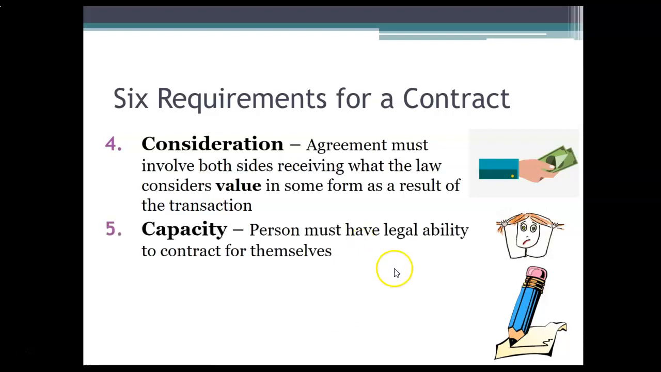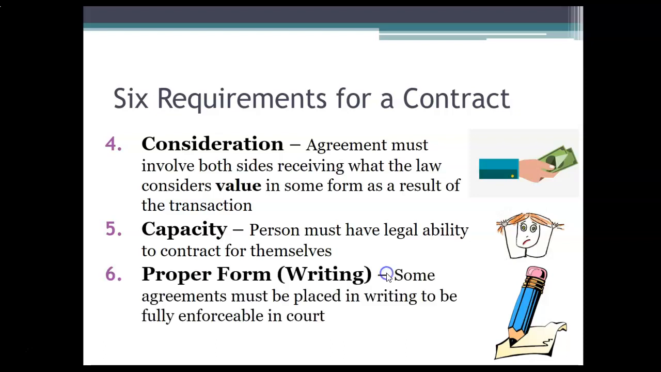Capacity means people have to have the legal ability to contract for themselves. We've talked about capacity in the past. Like if someone is insane, they don't have capacity, or if they have dementia, or if you're under the age of 7 and you're too little. And actually, minors don't have the capacity to contract anyway, just because of their age.